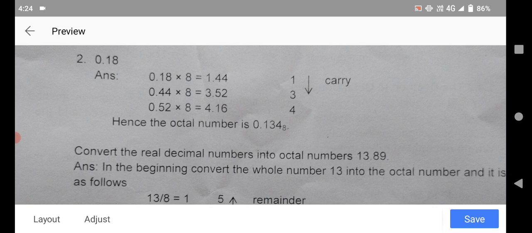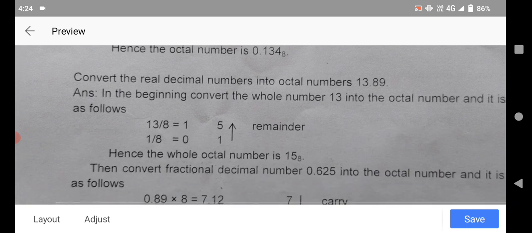These different carries are noted down, and now we write them from up to down: 1, 3, 4. This is the octal number system. The given decimal number 0.18 is converted to the octal number 0.134. 8 is the base or radix of the octal number system. Okay, in that way we convert a real decimal number into an octal number.